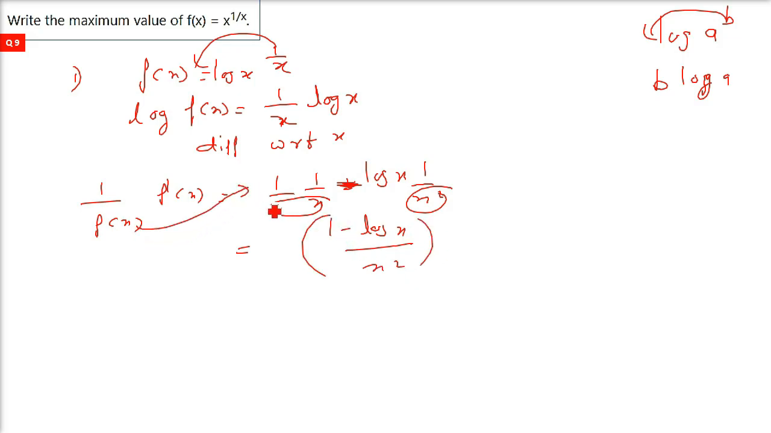But f(x) on the left hand side in the denominator goes on the right. So this x raised 1 by x is f(x) only, which I have written right now. So f dash x is simply this equation which you see here.